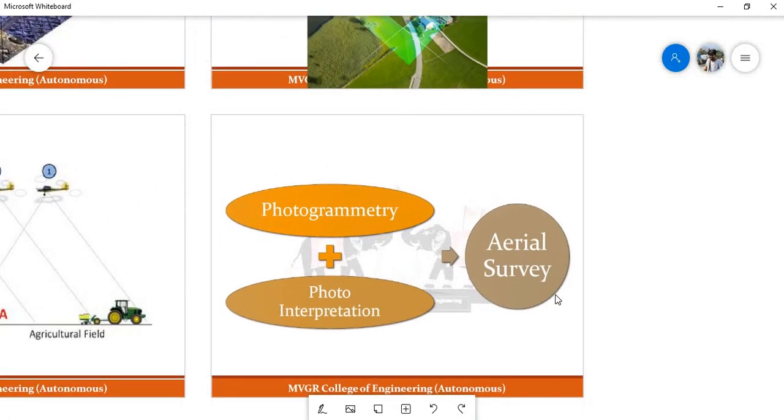If you're coming to aerial photogrammetry, we will talk about aerial survey. Aerial survey is a combination of taking photographs and getting information from the photograph. That is called photo interpretation. This is very important, because we are taking photographs because we want to draw some information from the photographs.